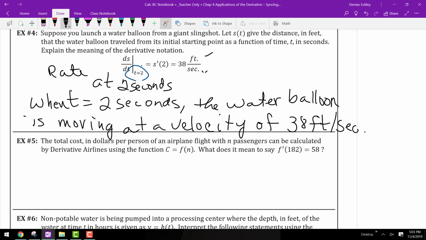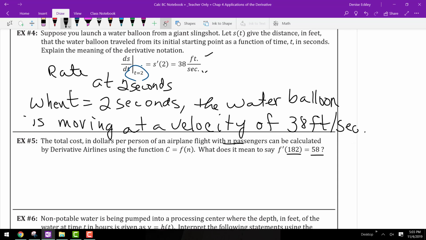Okay, example 5. The total cost in dollars per person of an airplane flight with n passengers can be calculated by Derivative Airlines using the function c equals f of n. What does it mean to say f prime of 182 equals 58? Now, you want to go back and see that our n represents passengers. So we have 182 passengers, and we have a rate of $58 per passenger.